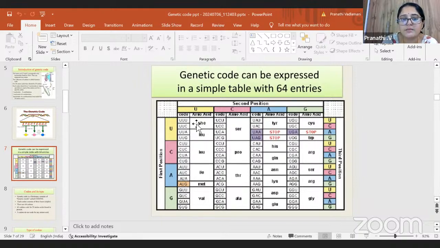So in the first position, the nucleotide can be UCAG, uracil, cytosine, adenine, guanine. In the second position, if it is again the same UCAG, it is going to have the same production of phenylalanine or leucine. And if the third one is again UCAG, since it is a triplet codon, we are going to get the same amino acid.